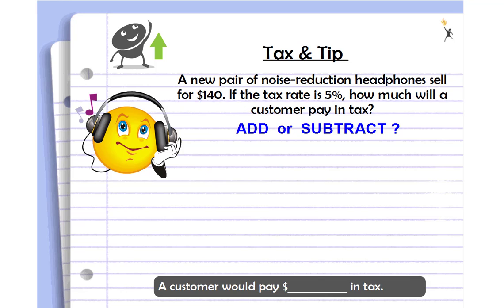A new pair of noise reduction headphones sell for $140. If the tax rate is 5%, how much will a customer pay in tax? So in this particular problem, they're wanting to know what is the tax. They don't want to know what is the total cost with tax. They just want to know how much tax they will pay. So there's no need for us to add or subtract on this particular problem.